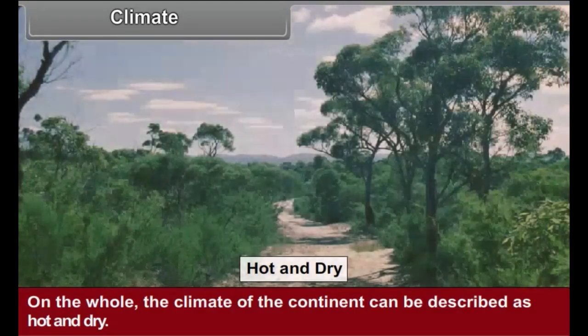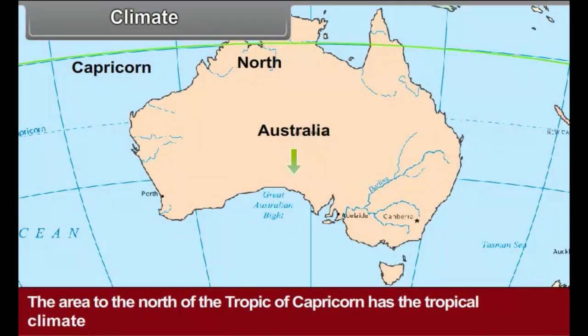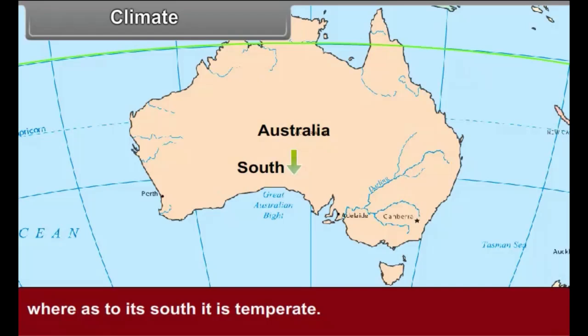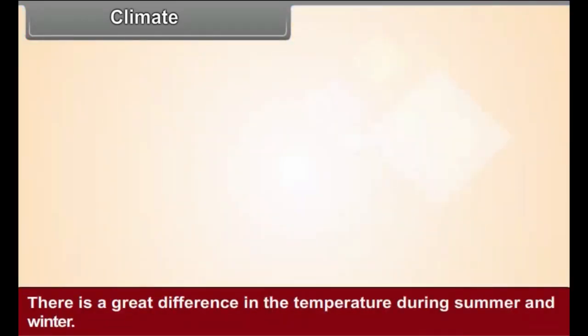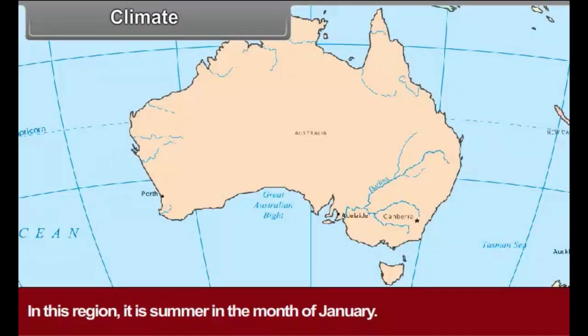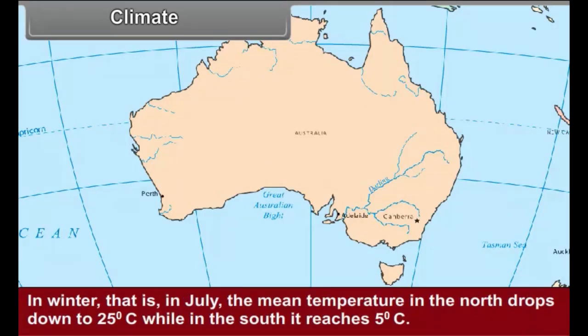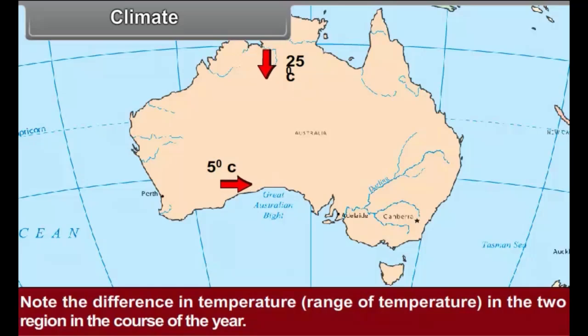Climate. On the whole, the climate of the continent can be described as hot and dry. The area to the north of the Tropic of Capricorn has a tropical climate, whereas to its south it is temperate. There is a great difference in the temperatures during summer and winter. In this region, it is summer in the month of January, when the mean temperature in the north is 35 degrees Celsius, while in the south it is 20 degrees Celsius. In winter, that is in July, the mean temperature in the north drops down to 25 degrees Celsius, while in the south it reaches 5 degrees Celsius. Note the difference in temperature, that is the range of temperature, in the two regions in the course of the year.